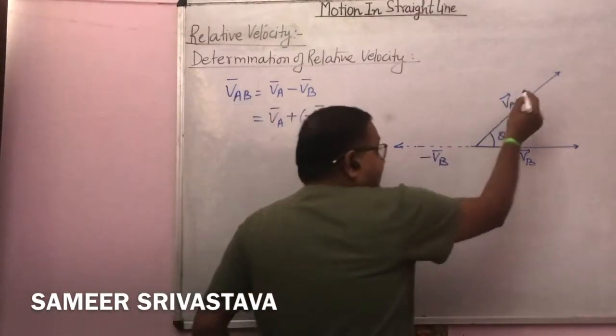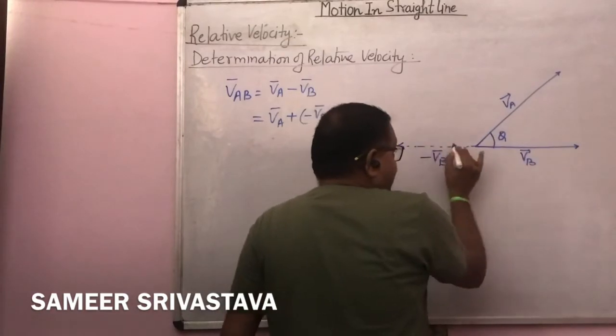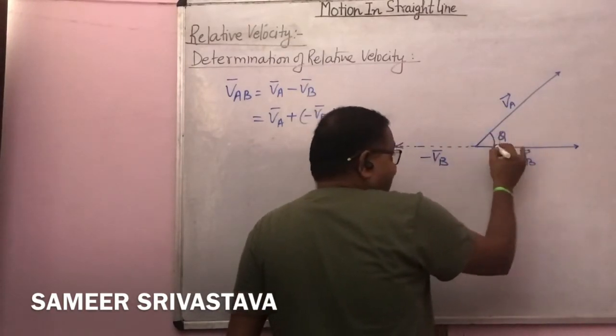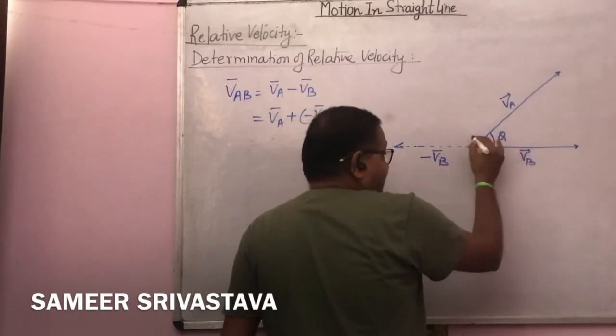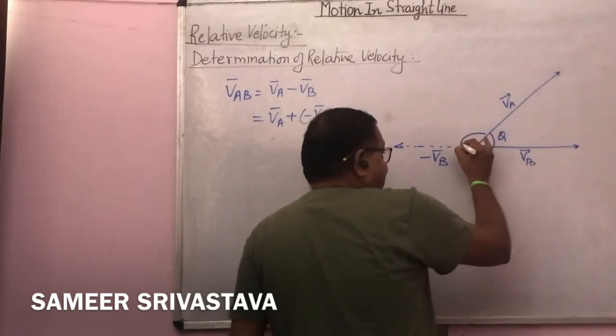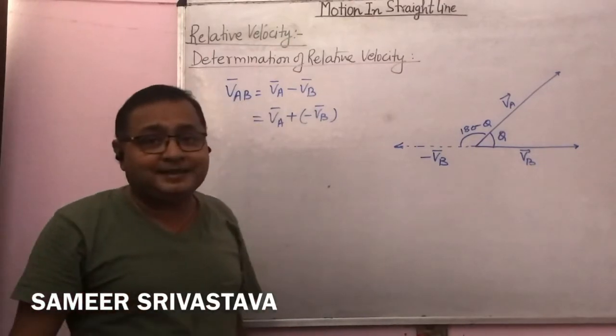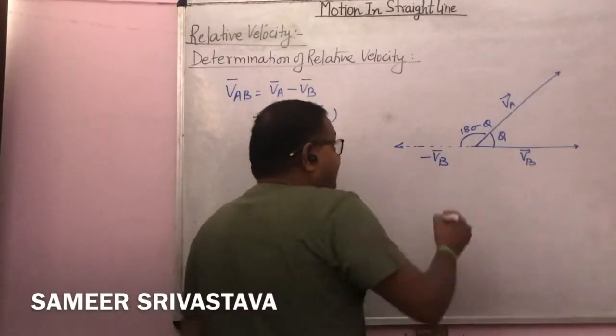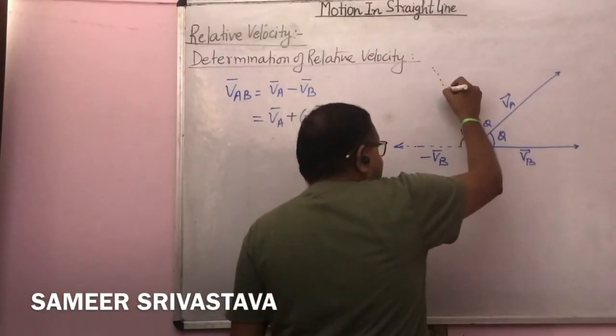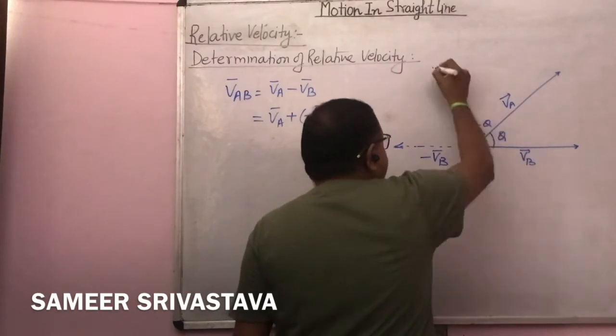Now here our object is VA, here the object is VB. This angle is theta and this whole angle is 180, so how much is this angle? That is 180 minus theta. This angle will be 180 minus theta. And this is our resultant velocity VAB.